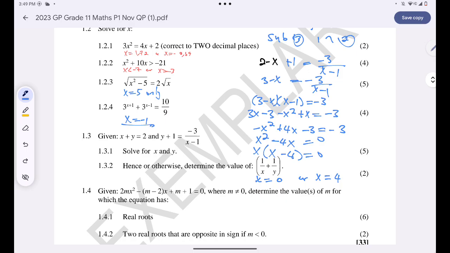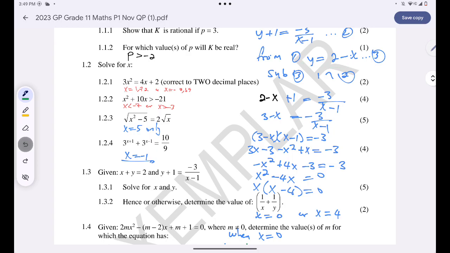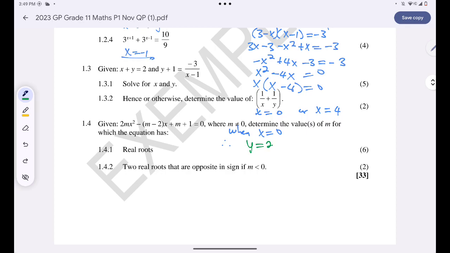Are you together? Now I've only solved for x. I need to find the corresponding y values. How can I do so? When x is 0, therefore y is, remember that we said our equation 3, y is equal to 2 minus x, right? So y is equal to 2 minus 0, which is just equal to 2. Are you together? And then when x is equal to 4, therefore y is equal to 2 minus 4.